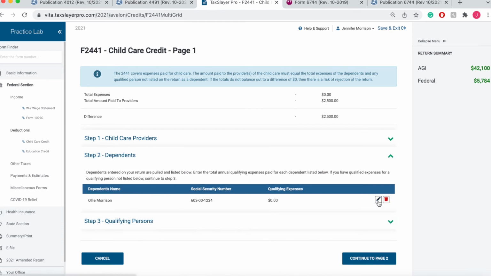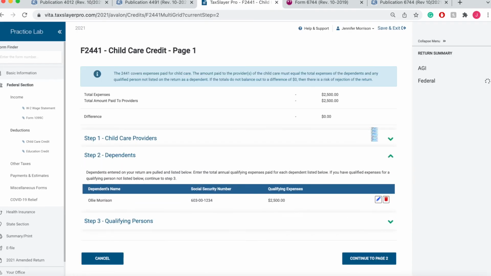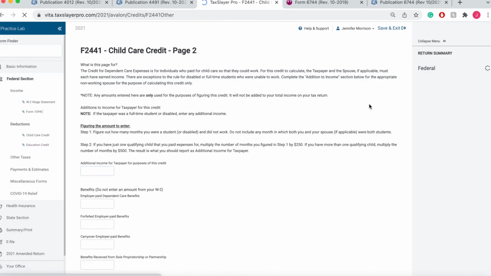But what we do need to do here for Ollie is go in and enter this to make sure that we attribute who the expenses were paid to correctly. We are 2,500 there again. So we see here that the total expenses is 2,500. The total amount paid to providers 2,500. The difference is 0. That's what we like to see. We continue to page 2.